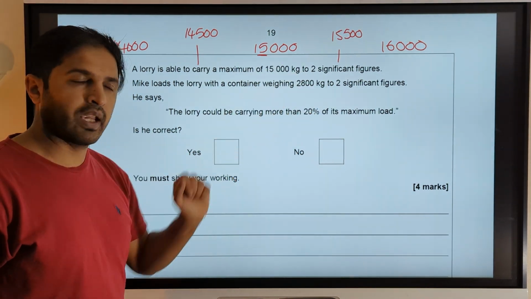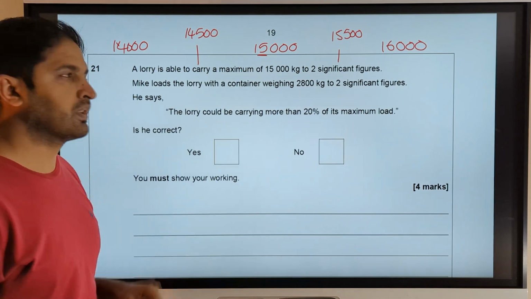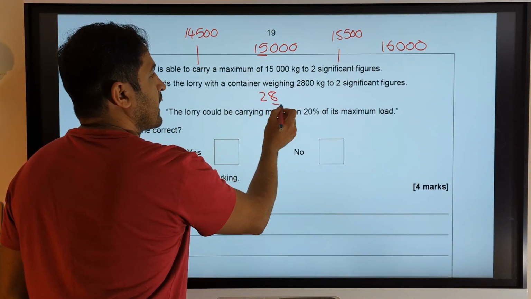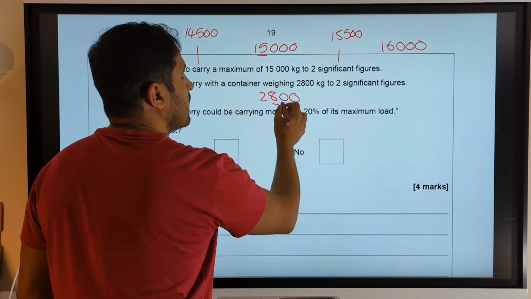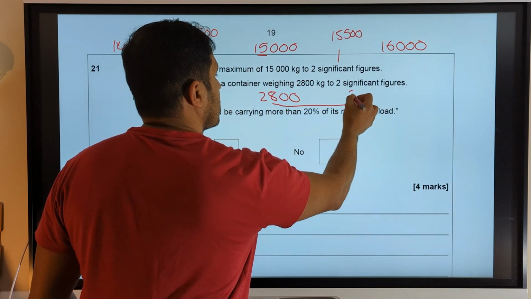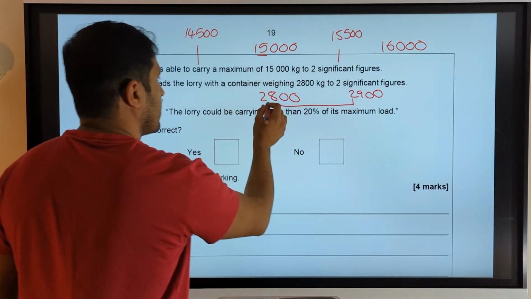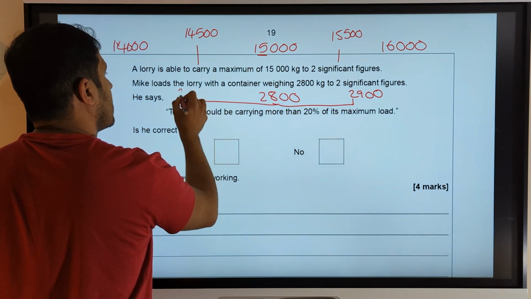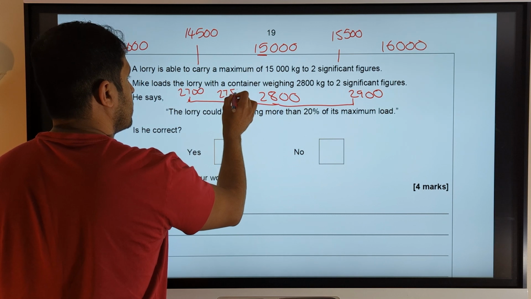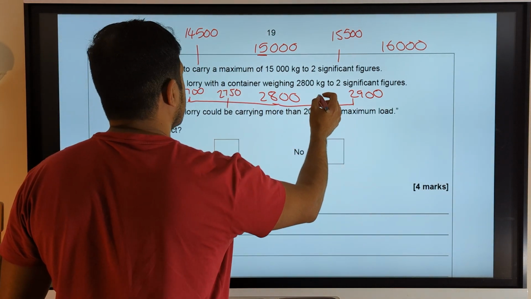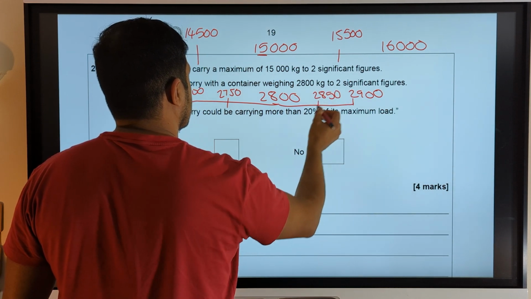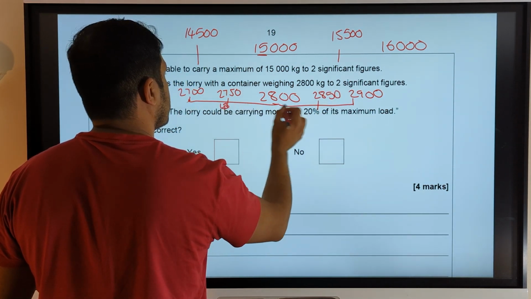So again, we can work out the lower bound and upper bound for that. We're going to work it out exactly the same way. 8 is your second significant figure. So the next number is going to be 2,900, and the number before that is going to be 2,700. So the lower bound is 2,750, and the upper bound is 2,850. So these are your lower bound and upper bound for this.